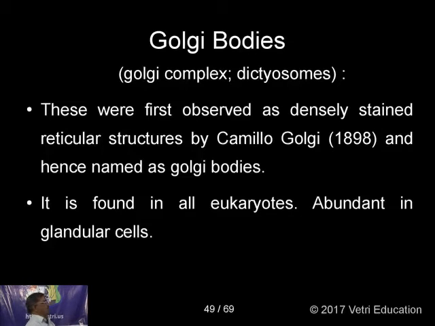So this is generally called the Golgi complex or dictyosomes. These were first observed as densely stained reticular structures by Camillo Golgi in 1898 and hence named Golgi bodies. It is found in all eukaryotes. They are absent in prokaryotes, and they are especially abundant in granular cells, because the main function of Golgi bodies is secretion, cell secretions.